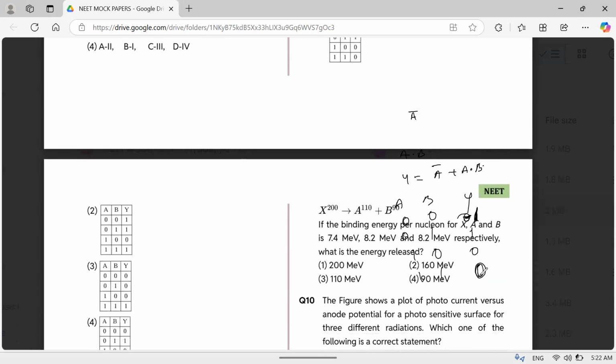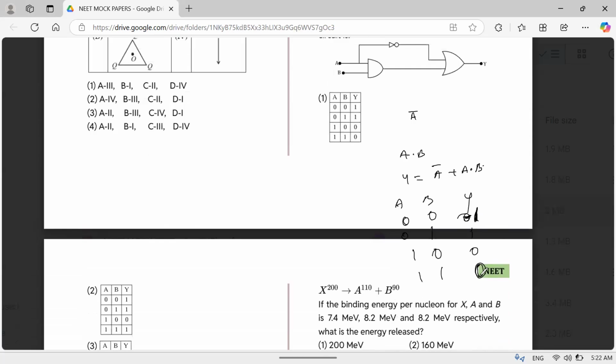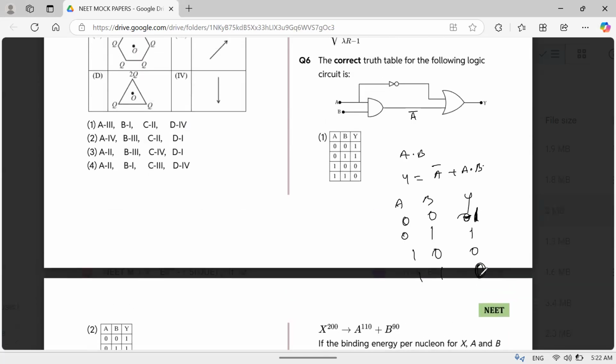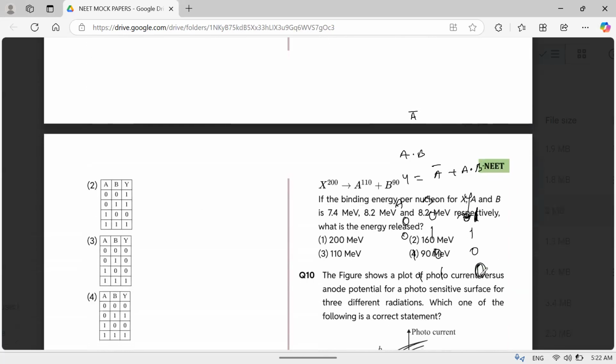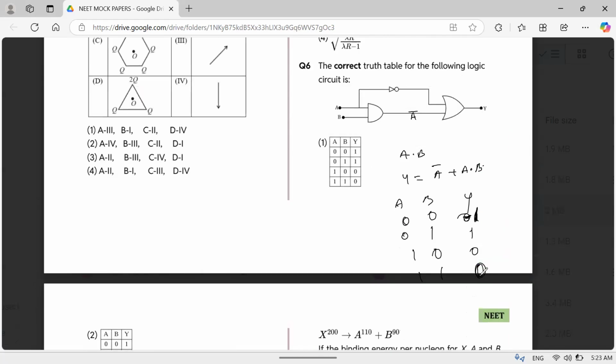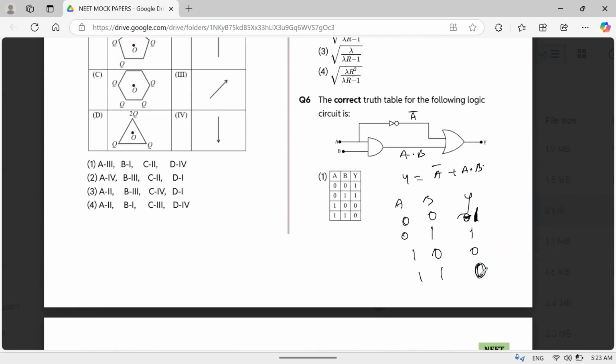0, 0, 1. 0, 1, it will be equal to 1. 1, 0, it will be 0. 1, 1 is 0. 1, 1 is 0 now. Just check it once. Is it 1, 1, 0?